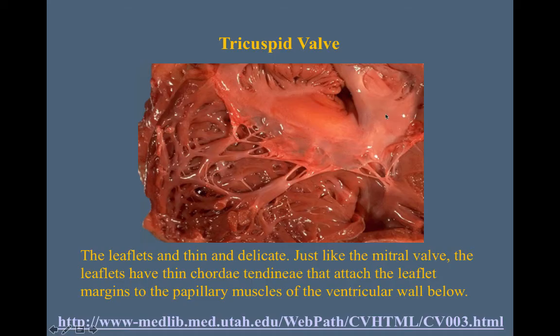On dissection of a tricuspid valve, you can see these three major connection points here, the base of these major muscle connections that are sending up these chordae tendineae, or tendinous cords, attached to papillary muscle, tied on to this very thin flap. And as the note says here, the leaflets are thin and delicate, just like the mitral valve. The leaflets have thin chordae tendineae that attach the leaflet margins to the papillary muscles of the ventricular wall below. We can see all of the trabecular muscle in here.